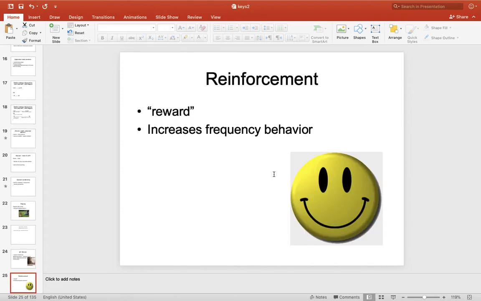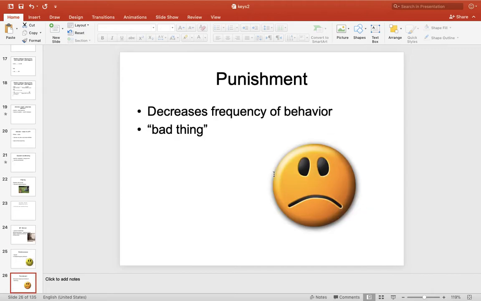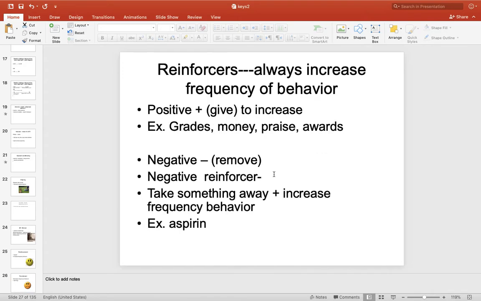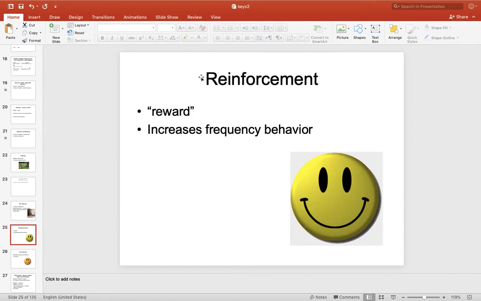Remember, a reinforcer is a reward. It increases the frequency of the behavior. It's always good. It reinforces a behavior. It makes it stronger. Punishment decreases the frequency of a behavior. It's always a bad thing. You don't like it. All right, this gets tricky, but here we go. Positive and negative. All you do is positive, you're going to add. Negative, you're going to remove. Positive reinforcement, you're going to give something and you're going to like it. Candy, a grade, food. Negative reinforcer, you're going to remove something, but you're going to like it.